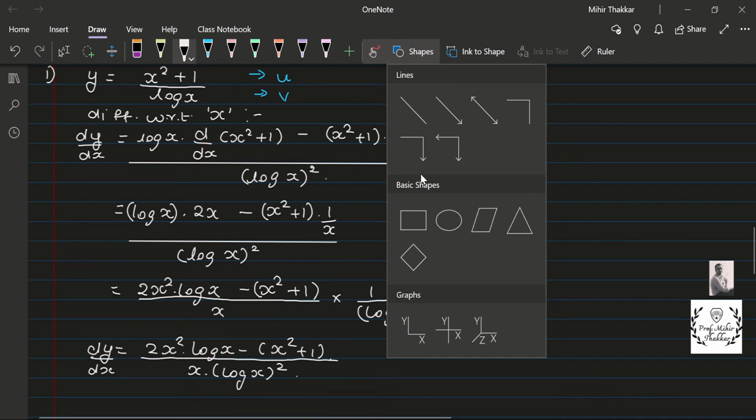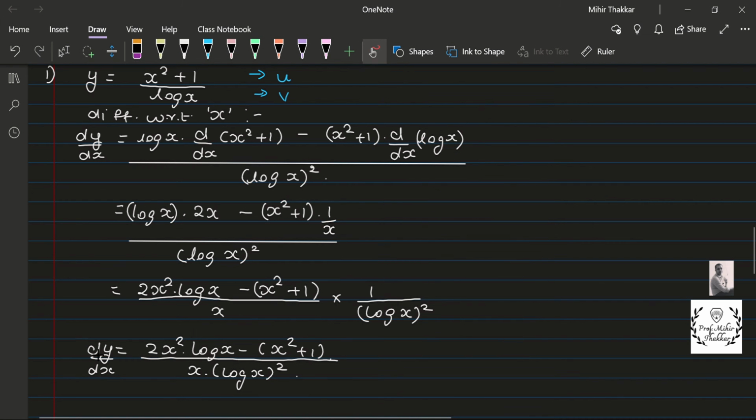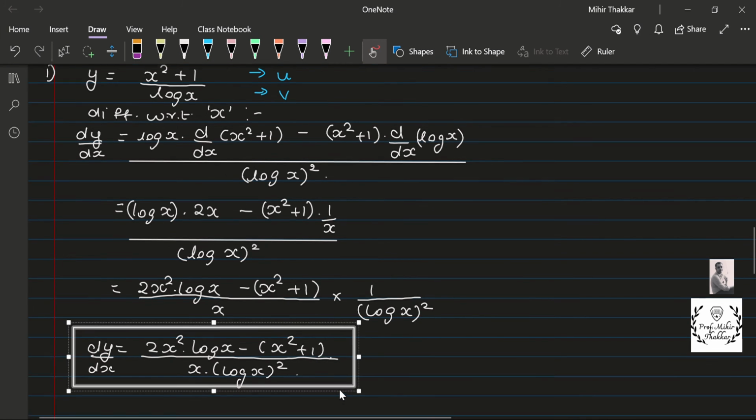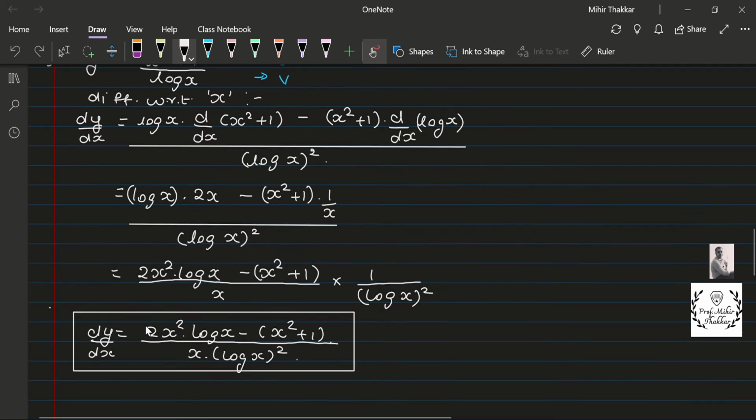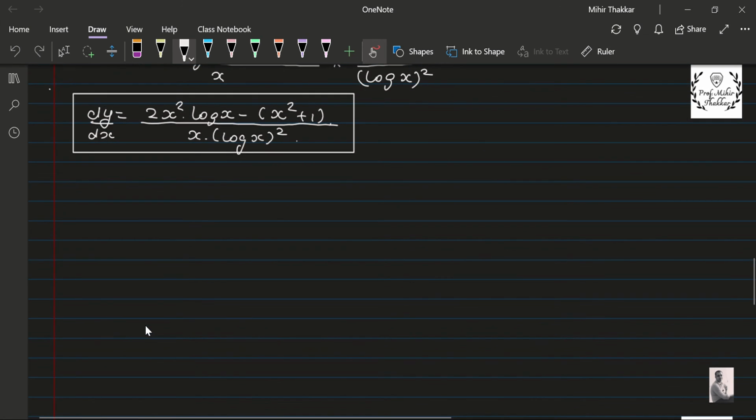Isn't that very simple, guys? Who says derivative is difficult? It is a very easy topic, guys. Very easy topic. If you know all the formulas, you know all the rules, you can get full marks in all the sums of this chapter. Come on, let us take one more example for the u upon v rule.